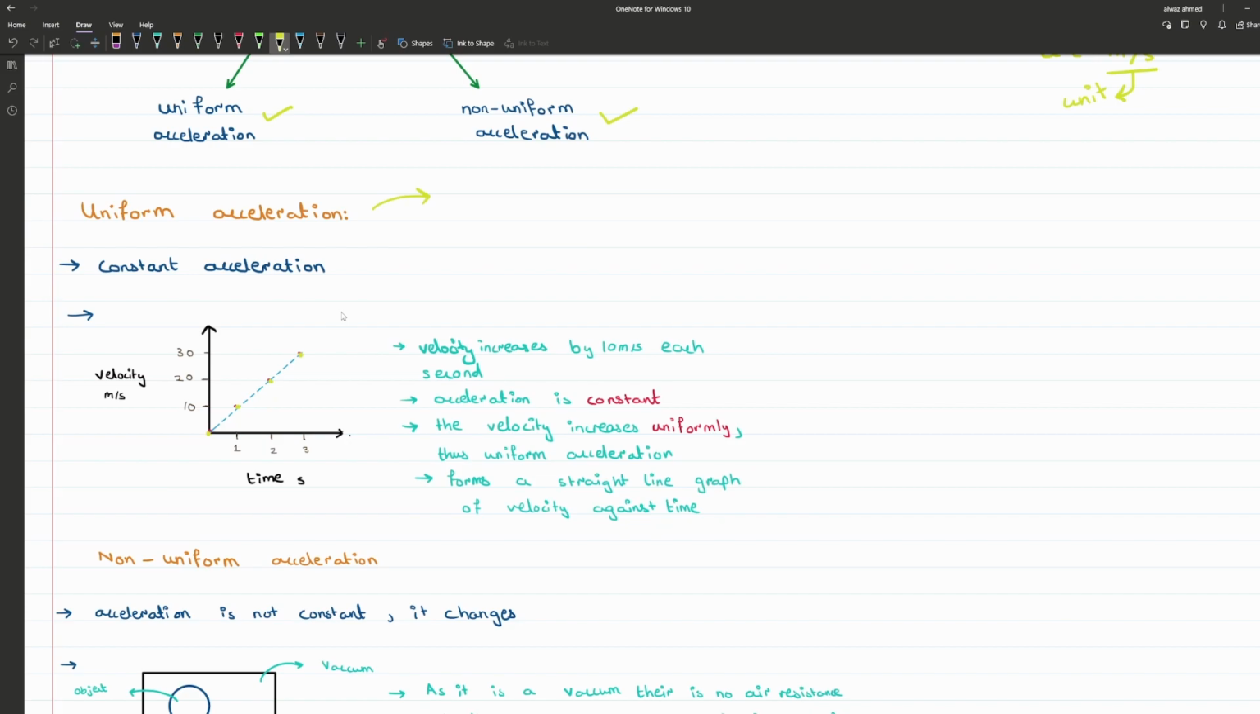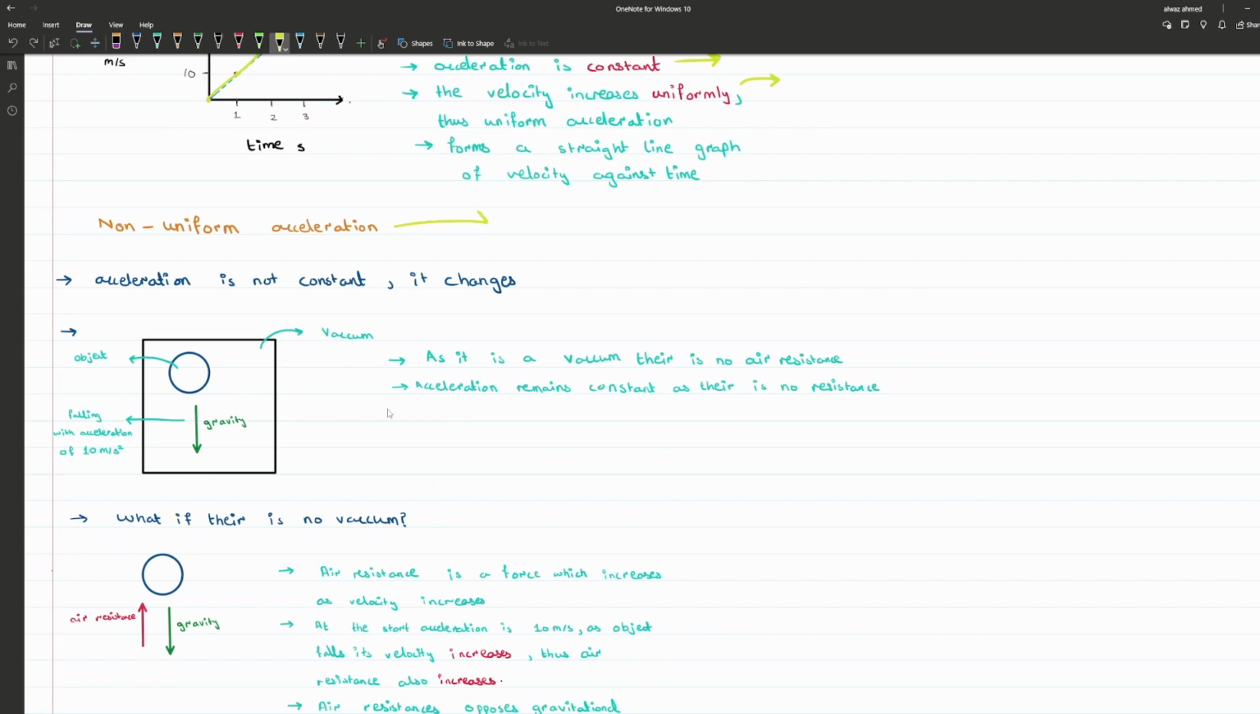Now if we apply a little bit of logic, we can see that each second the velocity is increasing by 10 meters per second. With this we can infer that the acceleration is constant, the velocity increases uniformly, thus the acceleration is uniform. This helps us form a straight line graph of velocity against time. Now if we connect all these points, we can see that this is a straight line.